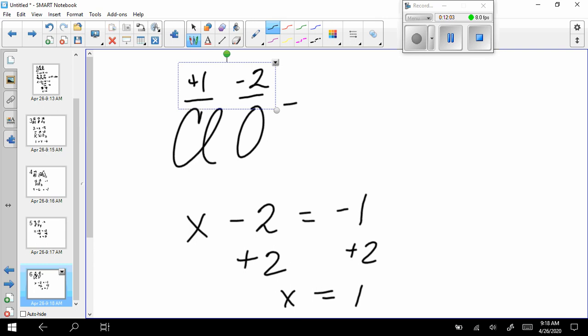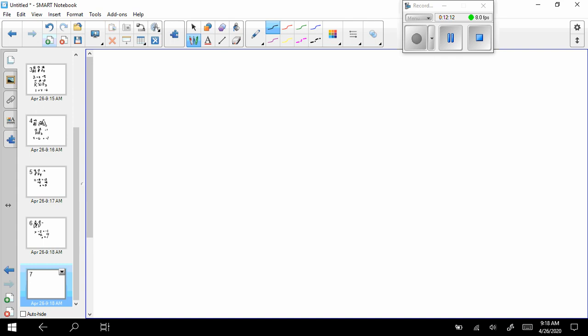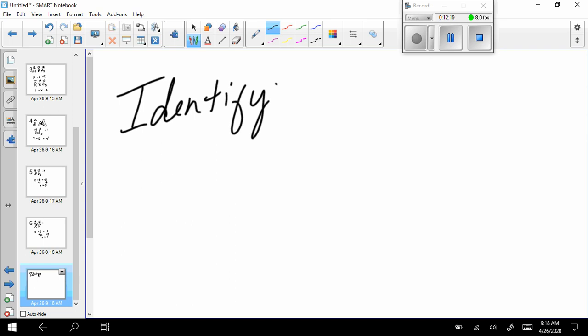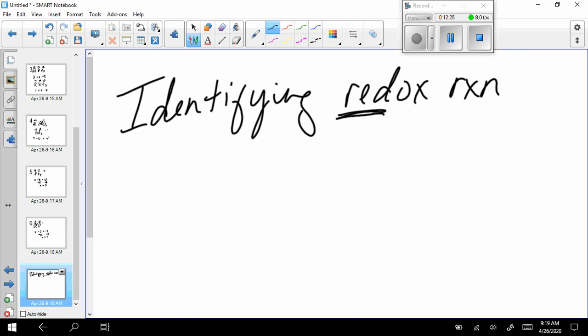All right, so I have a practice sheet to go along with this that has all sorts of these problems for you to do for practice. Now I'm going to move on to the second part of this. The second part is identifying redox reactions. So we said before, in a redox reaction, I have to have something go down in oxidation number and gain electrons, and I have to have something go up in oxidation number and lose electrons.